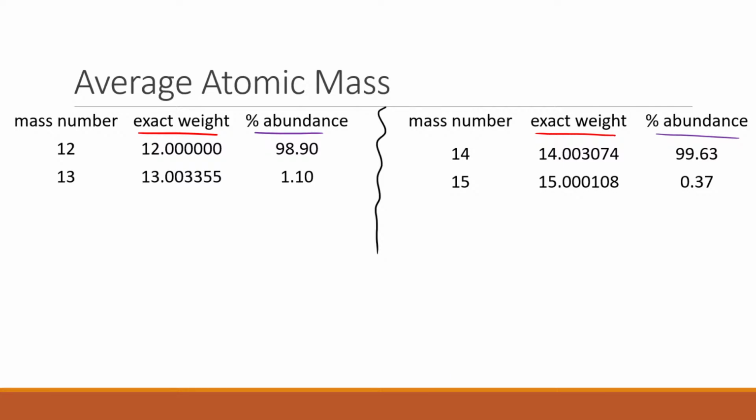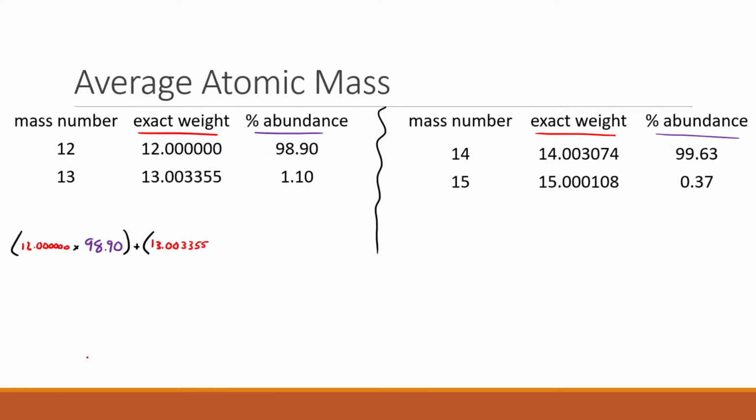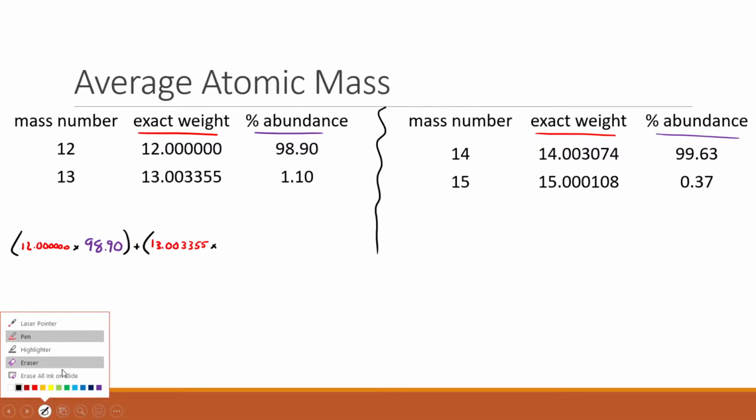When I want to solve this out, I'm going to take my exact weight times the abundance. I've got 2 options. I can take exact weight times the abundance as a percentage, for each of my options. And then divide the whole thing by 100.